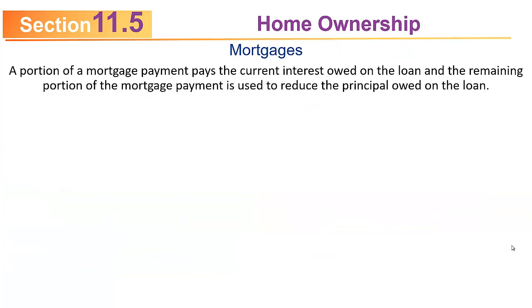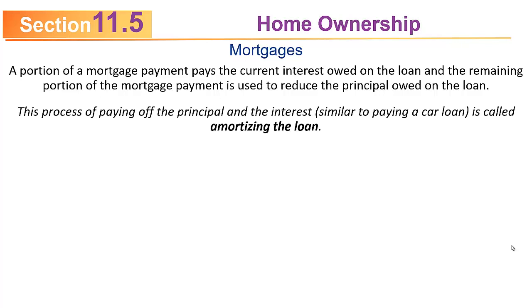A portion of a mortgage payment pays the current interest owed on the loan, and the remaining portion of the mortgage is used to reduce the principal owed on the loan. When you're making a monthly payment for a mortgage, part of that monthly payment is essentially the bank's profit. They charge you to make a profit for loaning you that money, and the rest of that monthly payment goes to lower how much you owe the bank. So when you pay the bank $1,000, it doesn't lower the amount of the loan by $1,000 because the bank takes its cut of the profit and reduces the principal by the rest. So you have to keep that in mind.